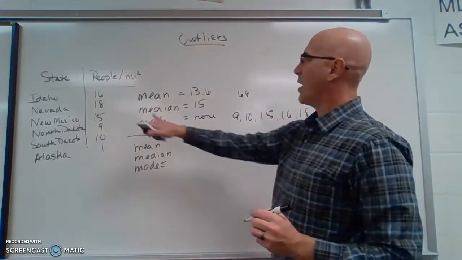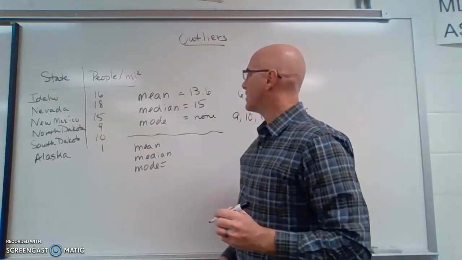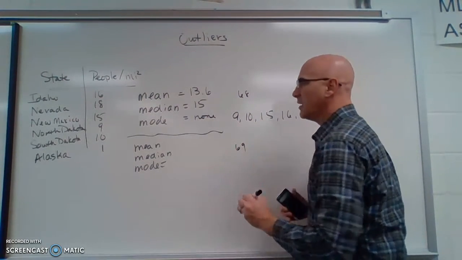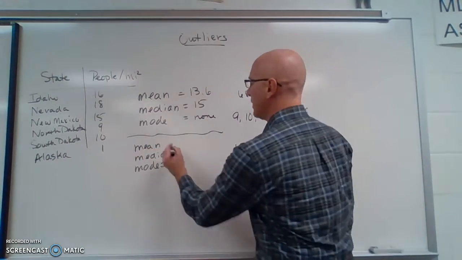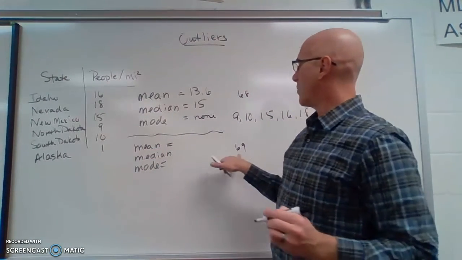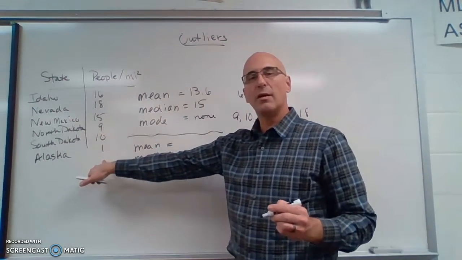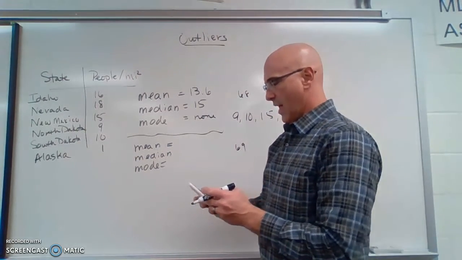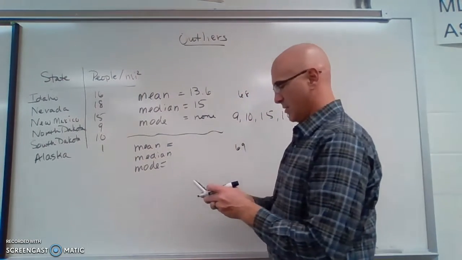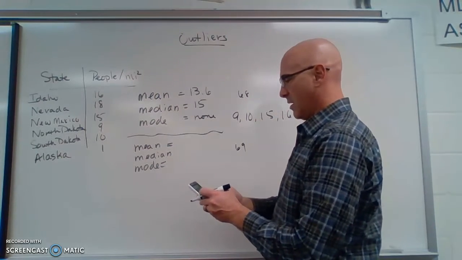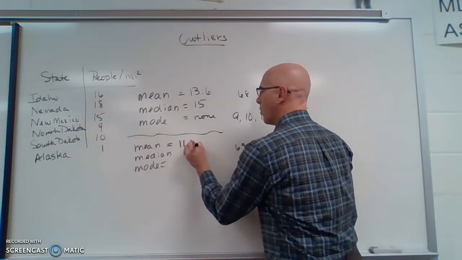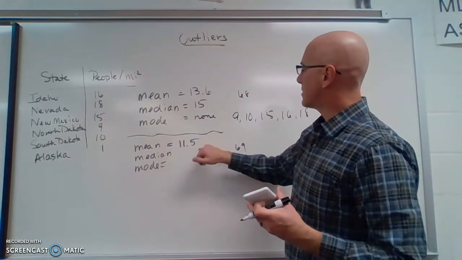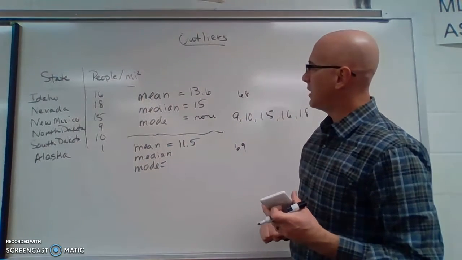All right, so if I added all of these up, I would get 69. And now to find the mean, I'm going to divide 69 by 6 numbers. So that would be 11.5. Just by adding one more data point, I can see what happened to our mean.